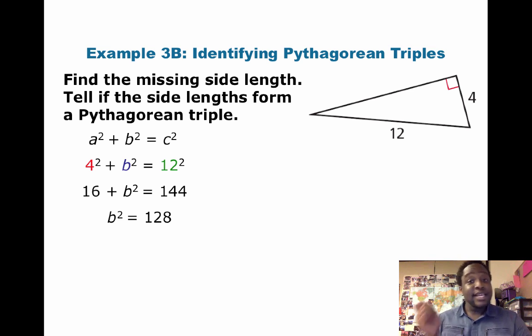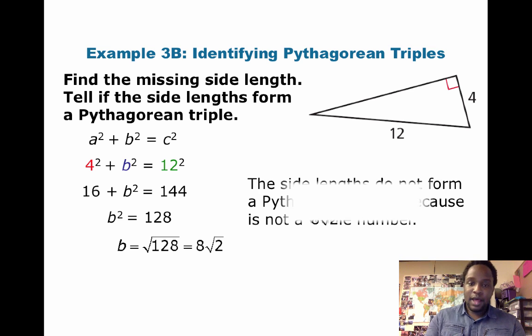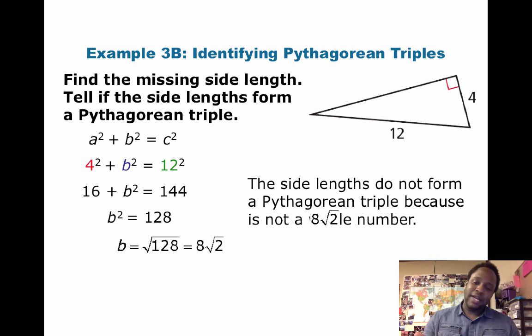Now, 128 is not a perfect square, so we already know that it's not going to come out to a whole number, a positive, non-zero whole number. So we know that we're not going to get a Pythagorean triplet, but we can still solve for b. So we can take the square root of 128, which ends up being 8 radical 2, because 64 goes into 128 2 times. All right? The side lengths do not form a Pythagorean triplet because 8 radical 2 is not a whole number. So there should have been some space, but that says whole.